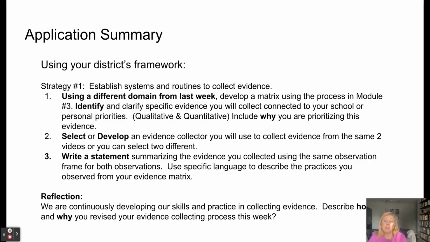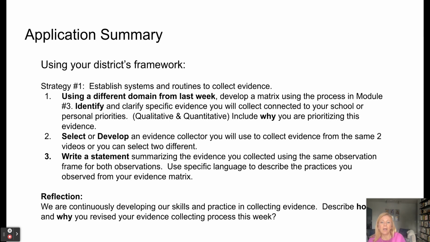You're going to use a different domain from last week. Please use one of the on-stage domains because you're collecting evidence in a classroom observation. You're going to develop a matrix using the process that was outlined in module number 3. You'll identify and clarify that specific evidence you're going to collect, and you can connect that to your school or your personal priorities. Make sure you're indicating what that is so that's obvious. So include why you're prioritizing that evidence.